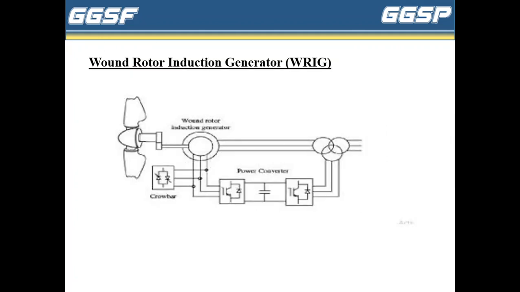This is the schematic diagram of the wound rotor induction generator. It consists of rotor hub, wound rotor induction generator, capacitor bank, and power converters.